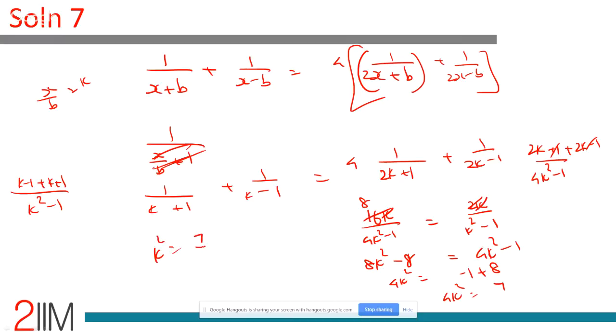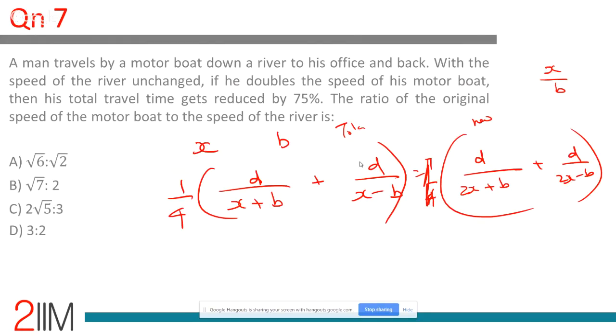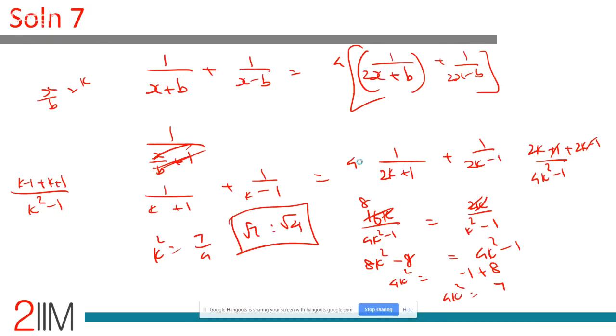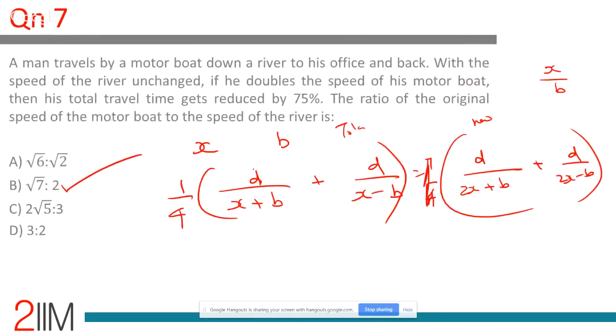K square equals 7/4. We're talking about a root ratio of root 7 is to root 4, but I'm not sure about this at all. This is probably something that I want to... Root 4 is 2, root 7 is... that exists is what I'm going to go after. But this is probably a question I should have skipped.